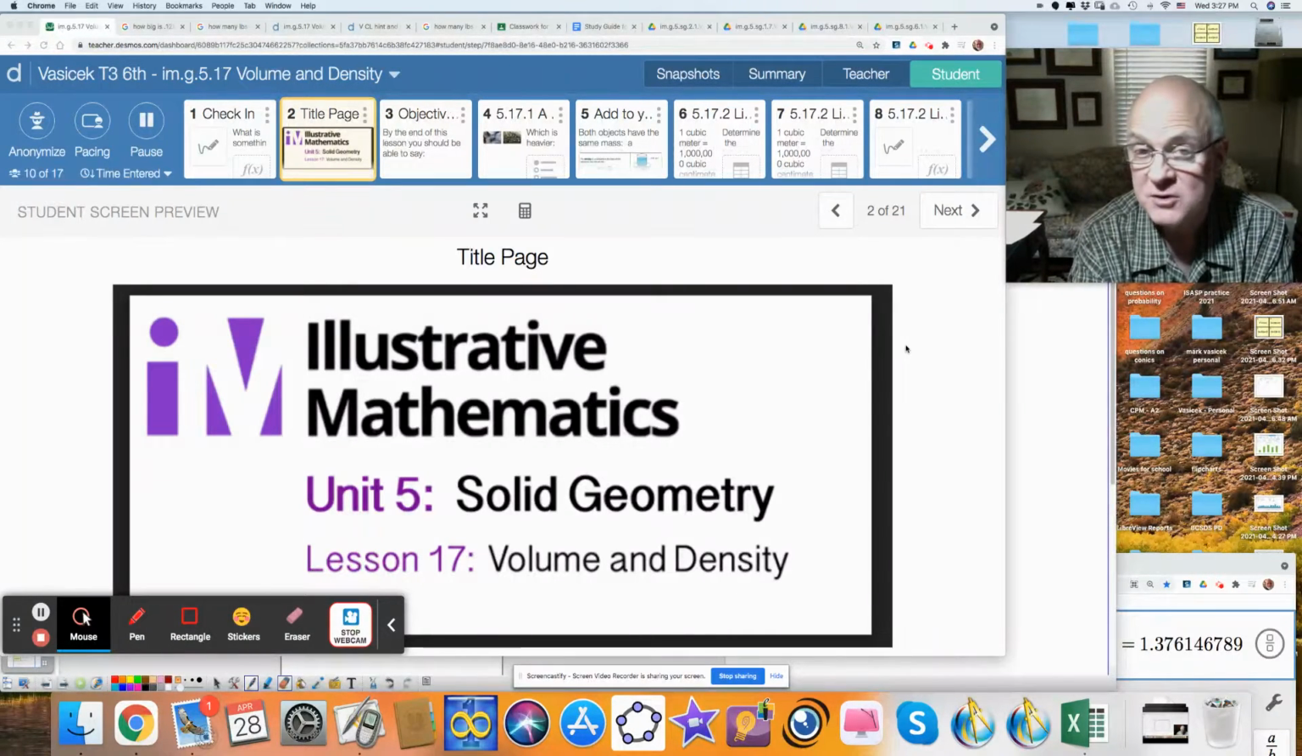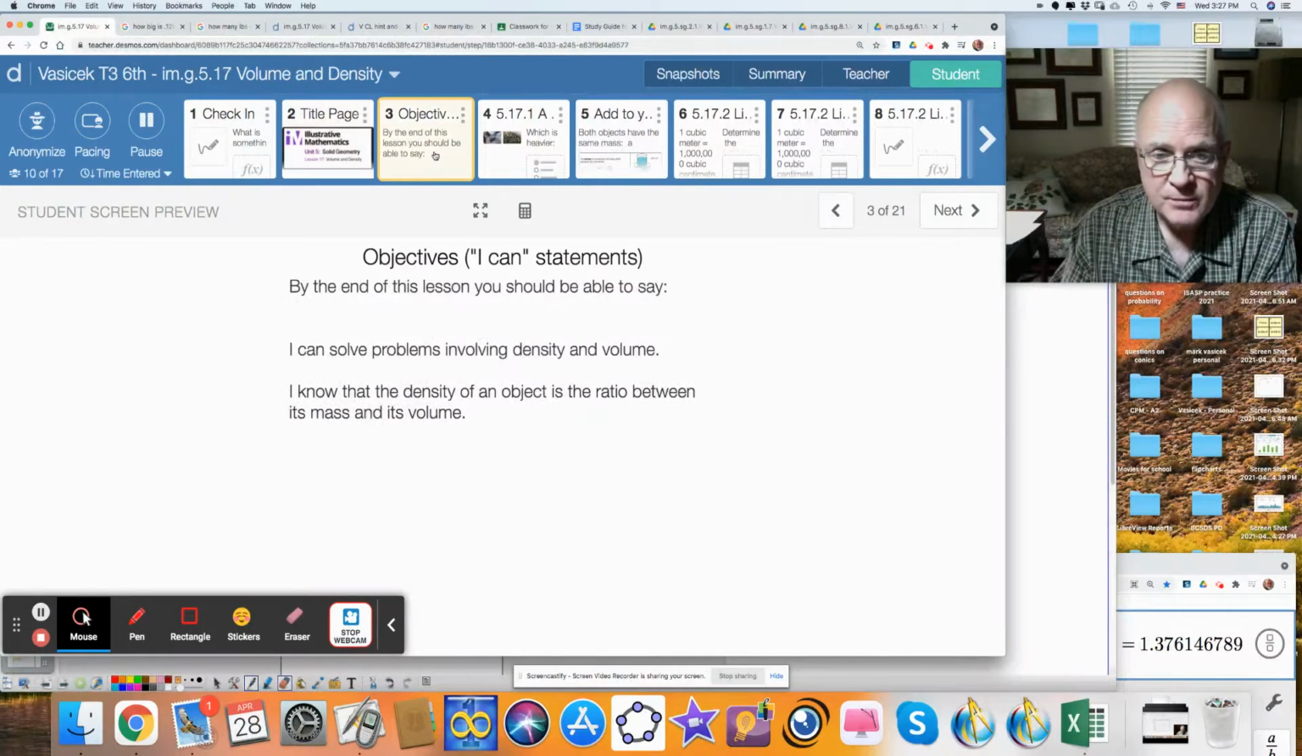We're in Unit 5, which is about solid geometry, and this is Lesson 17 on volume and density. By the end of the lesson, you should be able to say, I can solve problems with volume and density, and I know the density of an object is the ratio between its mass and its volume.